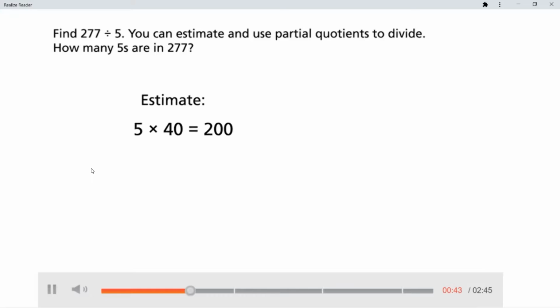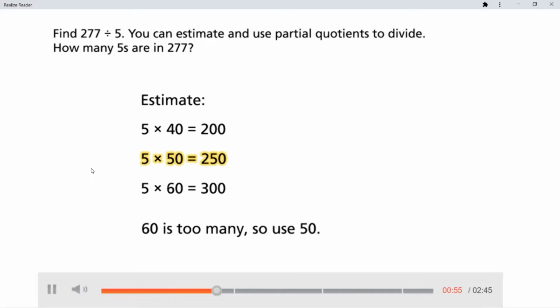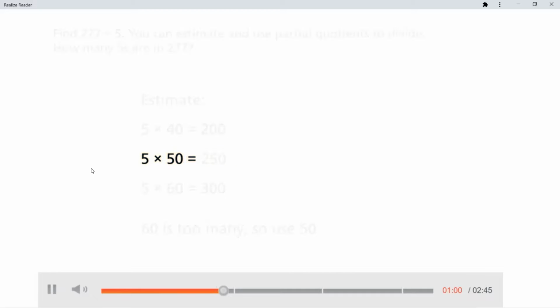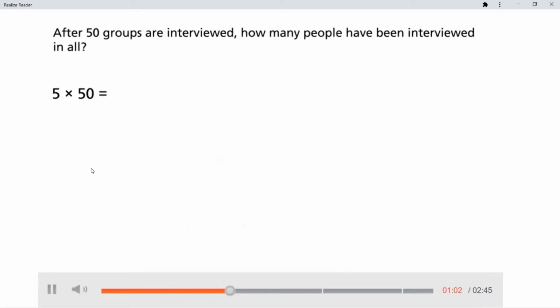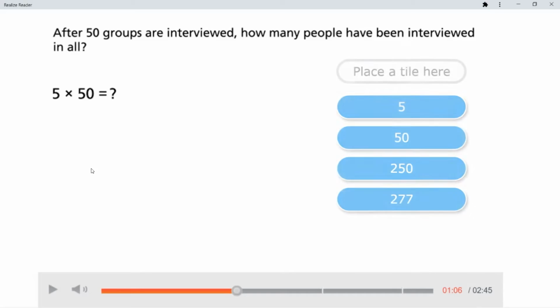How many 5s are in 277? Estimate. 5 times 40 is equal to 200. 5 times 50 is equal to 250. 5 times 60 is equal to 300. 60 is too many, so use 50. After 50 groups are interviewed, how many people have been interviewed in all? Select your answer.